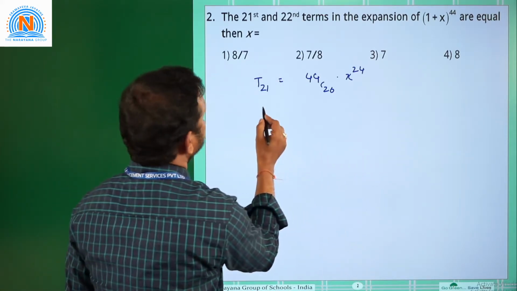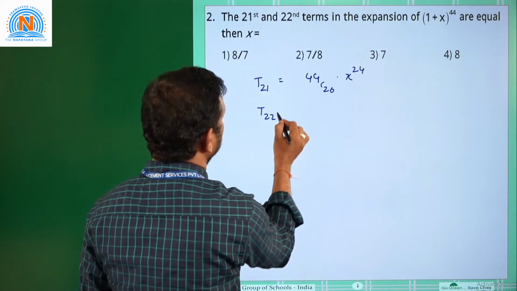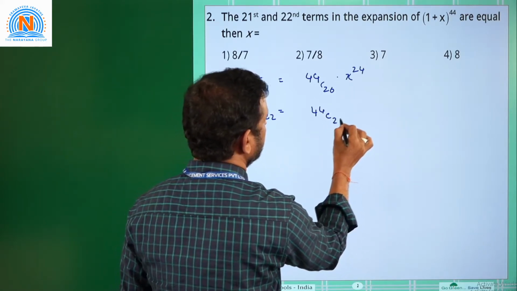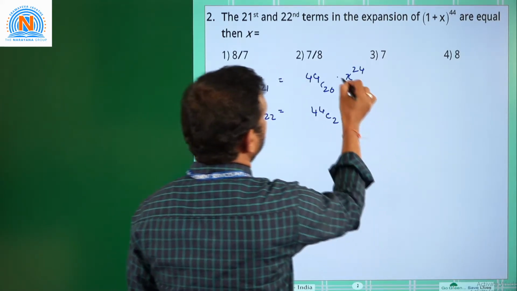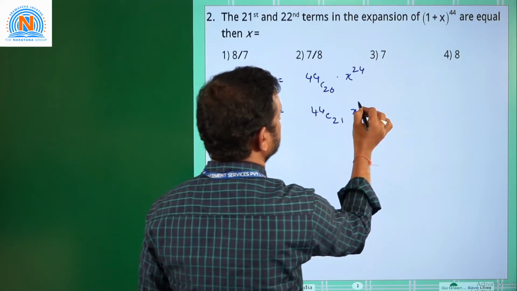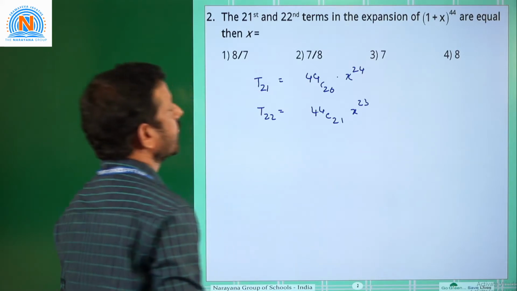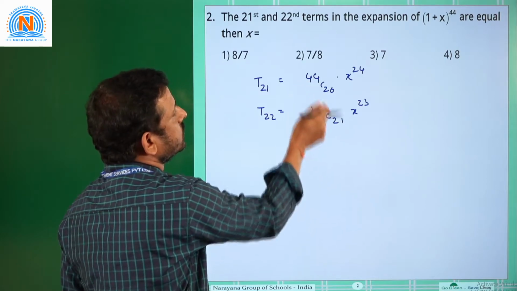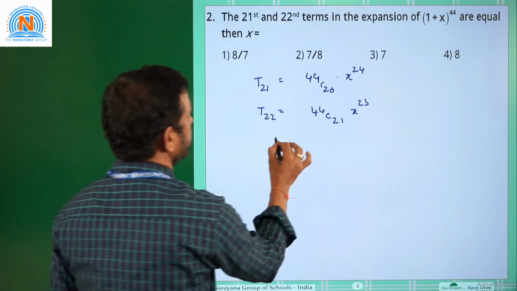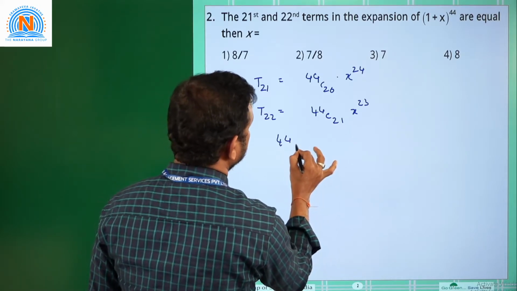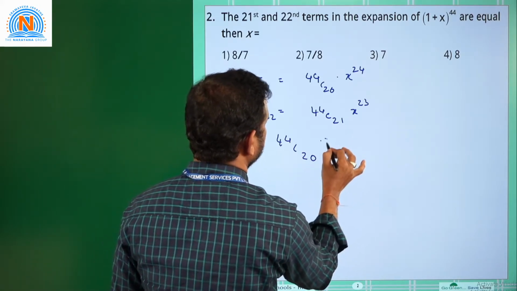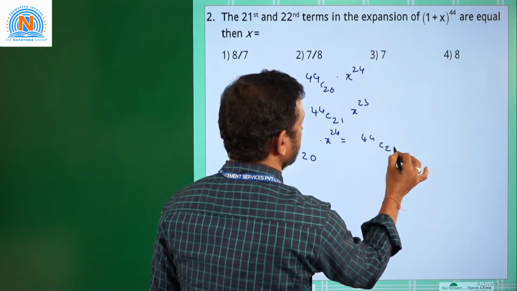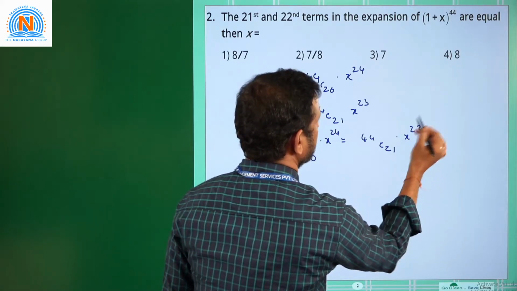And similarly, what is the 22nd term? That is T22. We get T22 as 44C21 into x power 44 minus 21, therefore you get the value as 23. Now we are given that these two terms in the expansion are equal, which implies 44C20 into x power 24 is equal to 44C21 into x power 23.